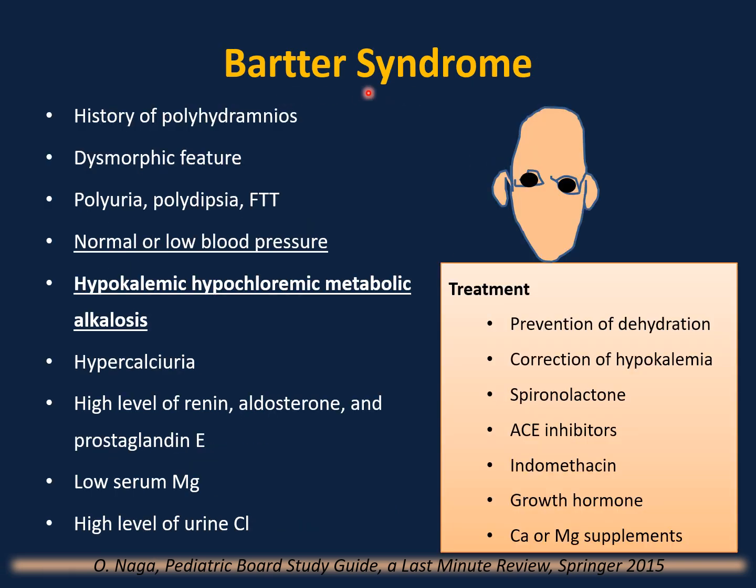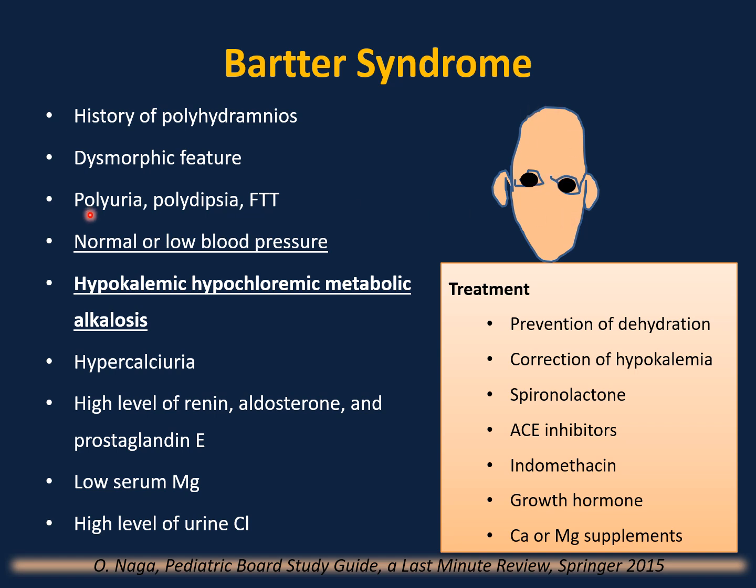Bartter syndrome is a genetic disease because of inability of the kidney to concentrate the urine, with excessive loss of water, sodium, potassium, chloride, and calcium in urine. This disease can present early, even before birth, because of excessive urination in utero, and can cause polyhydramnios. If the baby is born, you may see dysmorphic features with large eyes and a triangular face.